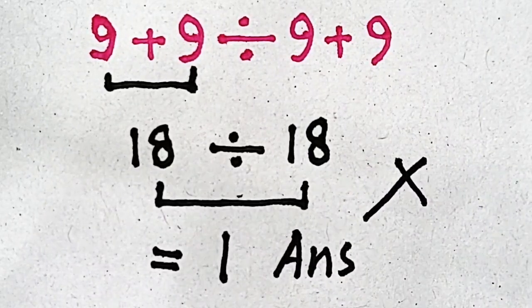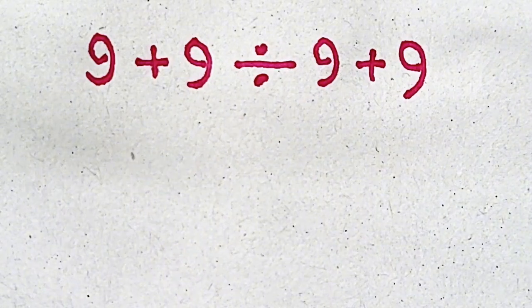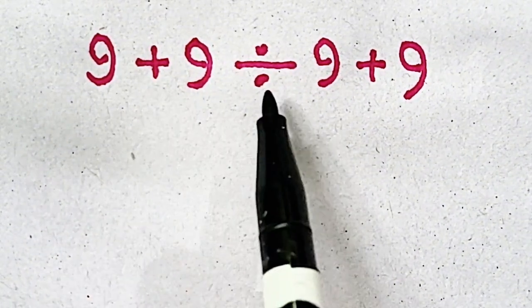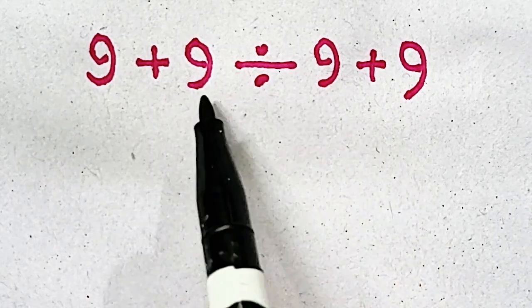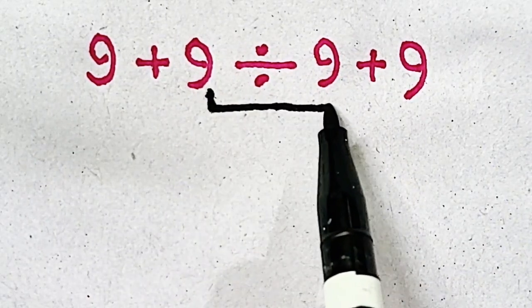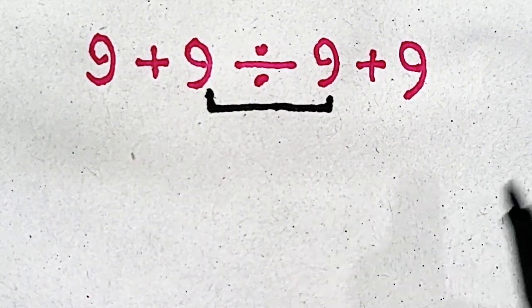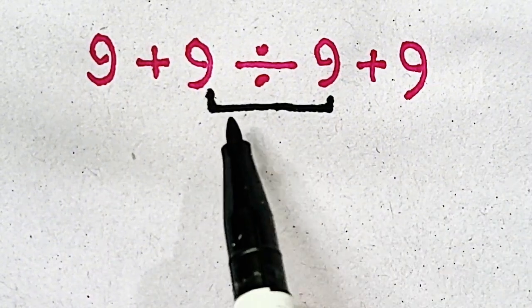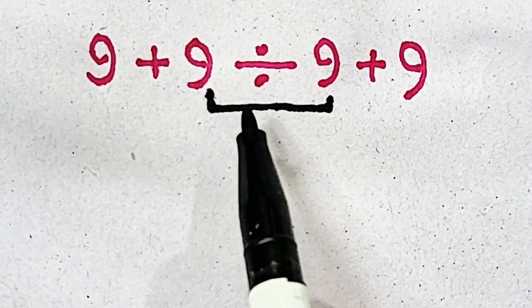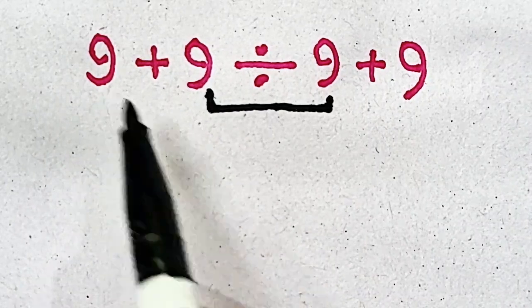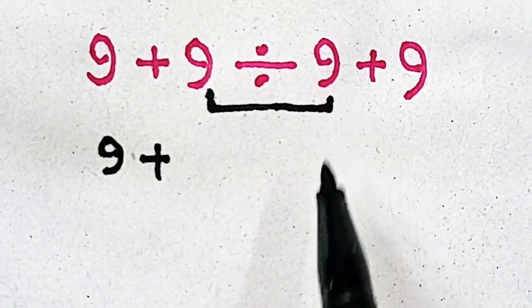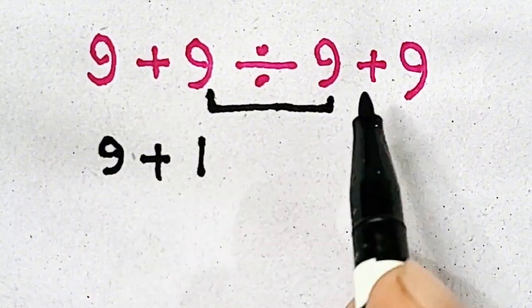Now come to the correct method. If we follow the order of operation, multiplication and divisions are involved, and we have to solve division first according to PEMDAS, or BODMAS. So divide is the first priority. So 9 plus 9 divided by 9 will be equal to 1.